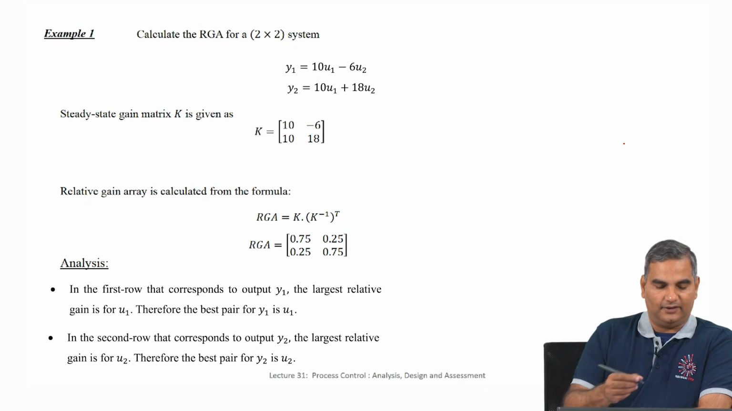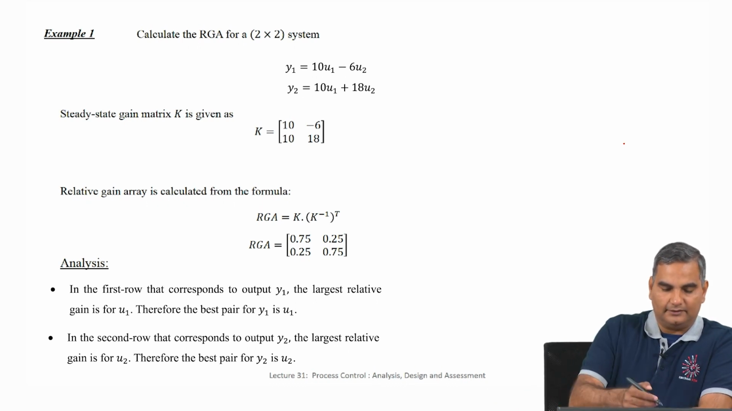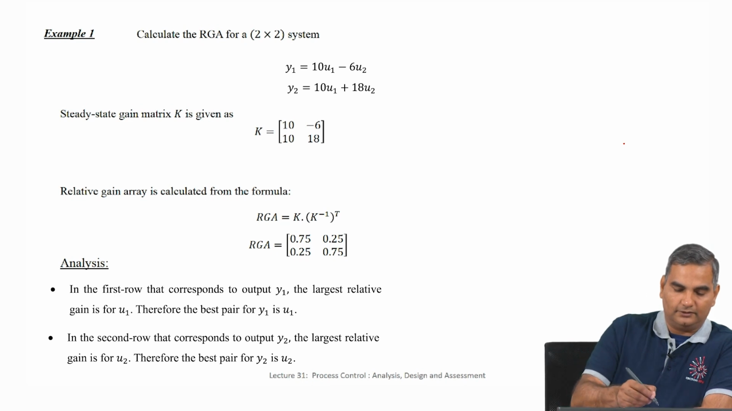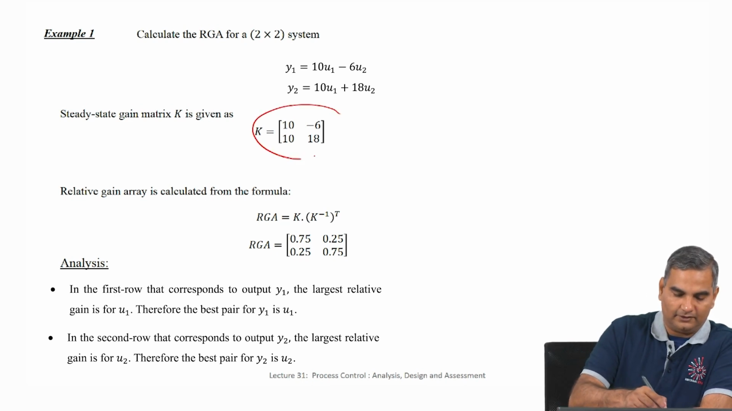So, now let us take a very simple example to do this. Supposing you had, let us say, the gains like this: y1 is 10 u1 minus 6 u2, y2 is 10 u1 plus 18 u2. That means the steady state gain matrix is this.